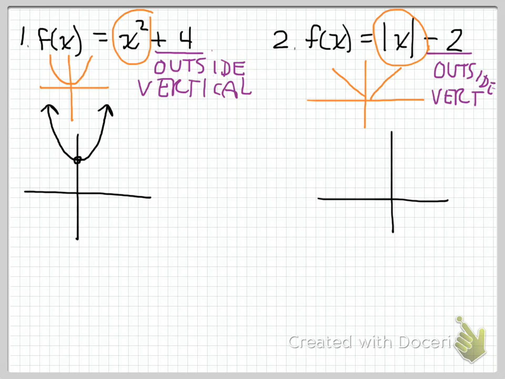So looking at our new set of axes down here, we're going to go down 2, and we're going to redraw using the same basic shape. So the same basic shape as our parent graph, the absolute value function. And again, you can find points to make a more accurate drawing, but I'm just doing a sketch.